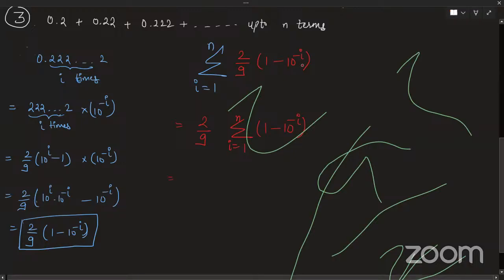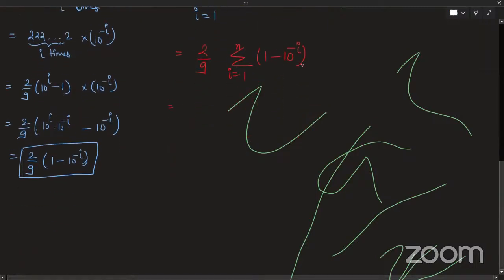So how will you evaluate it? It's very easy, just look into the concept. You can just split it. So it is 2 by 9 into sigma i equal to 1 to n of 1, minus sigma i equal to 1 to n of 10 raised to minus i. The first one is very easy. What will this first thing be? It is n, correct.